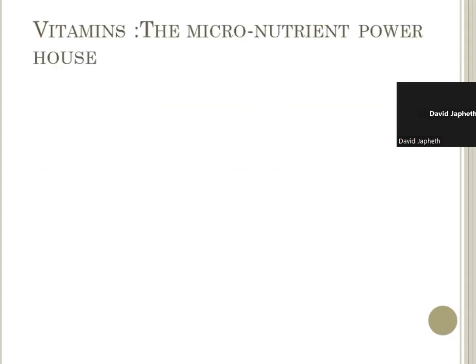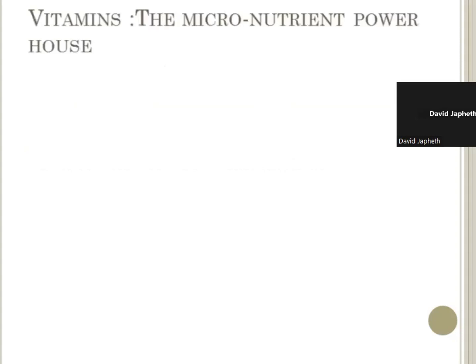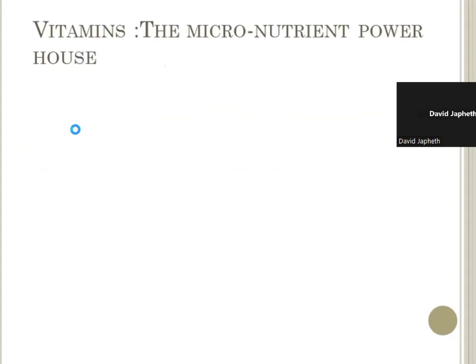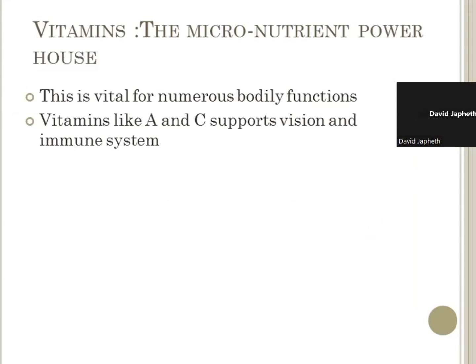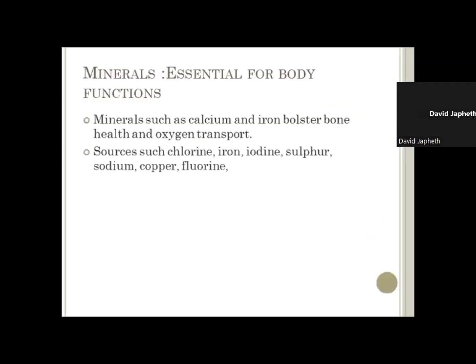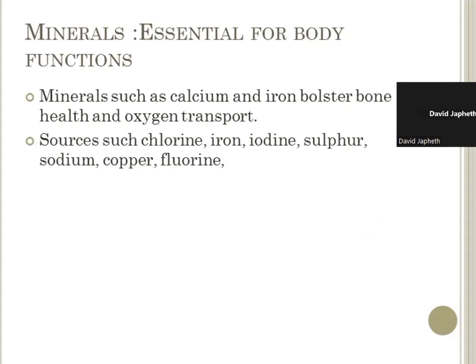So the next will be vitamins, the micronutrient power. This is vital for numerous body functions, and vitamins A and C aid vision and the immune system. Minerals are essential for body function. Minerals such as calcium and iron help bone health and oxygen transportation. Sources of minerals are chlorine, iron, sulfur, sodium, and copper.